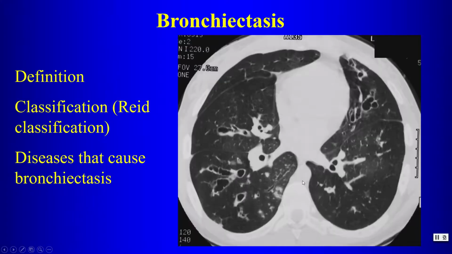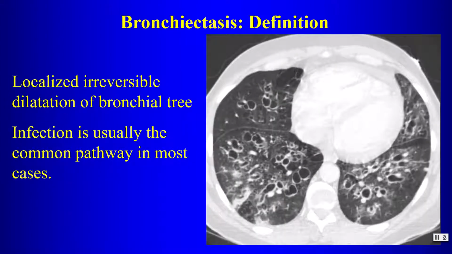So today we're going to talk about diseases of large airways, and we'll start with a discussion of bronchiectasis. So we'll talk about the definition and the classification scheme, which is called the Reed classification, and we'll talk about diseases that can cause bronchiectasis. First of all, the definition.